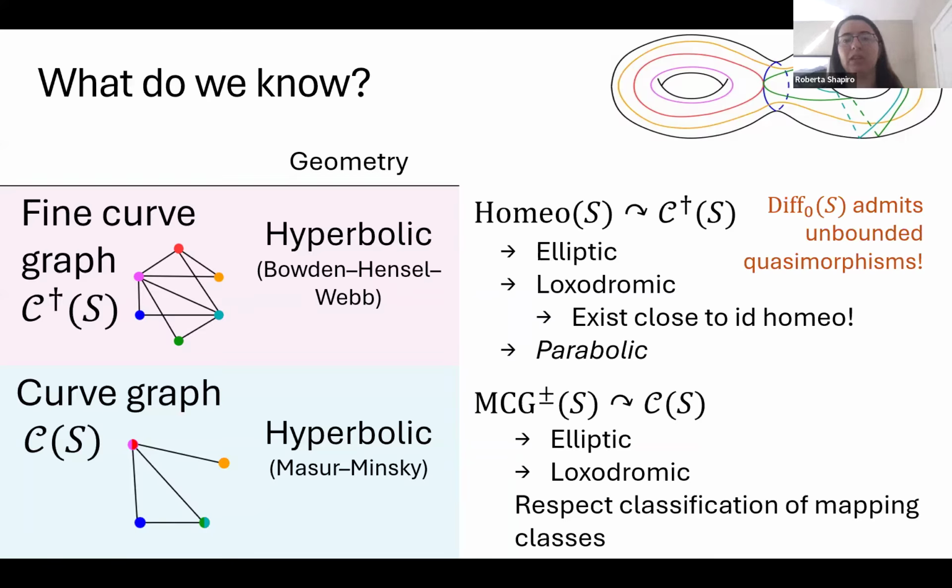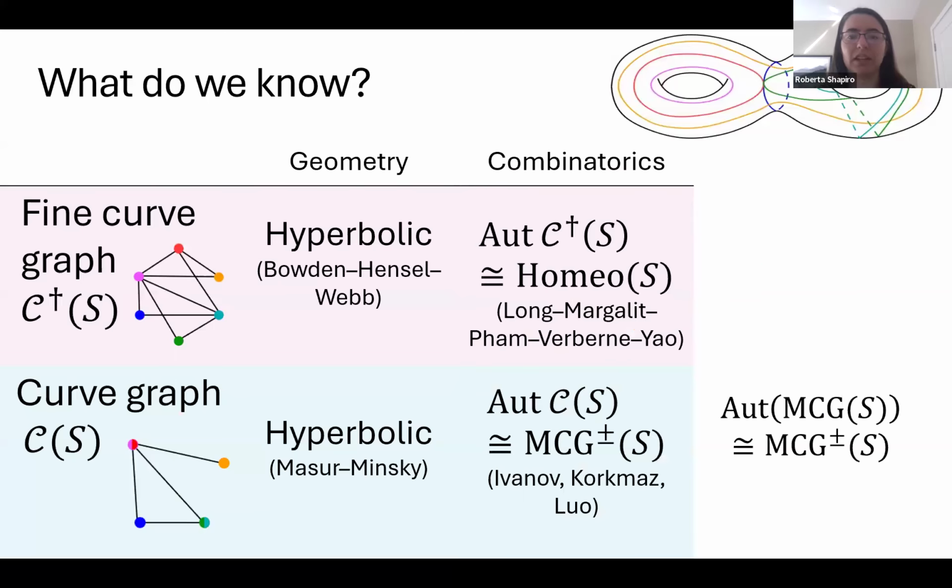With that in mind, this came in the first paper about fine curve graphs. This leads us to be motivated to study fine curve graphs because perhaps we can learn more about homeomorphisms or diffeomorphisms from their actions and from the structure of the fine curve graph itself. So with that in mind, we can move on to the combinatorial structure.